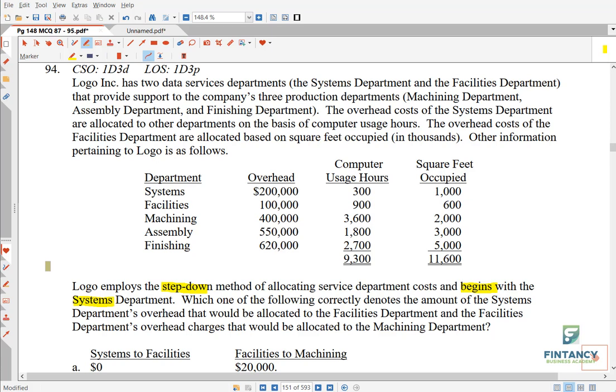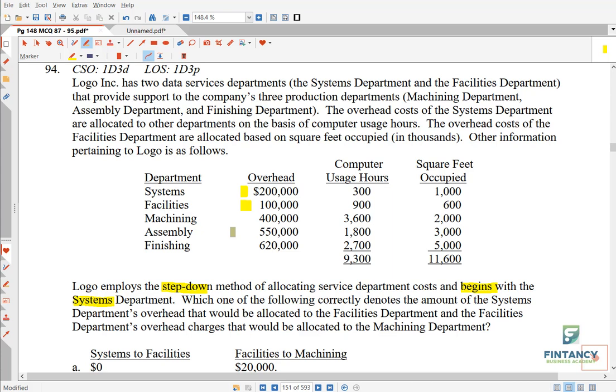Systems. Always remember, whenever you say step down, you need to know which department you will start with. Either the examiner will tell you, otherwise you take the department which has more overheads. So even if the examiner is not telling you, we will start from systems. Why? Because which department has more overhead, systems or facilities? Systems, right? So even if the examiner is not telling you, you will begin with systems.